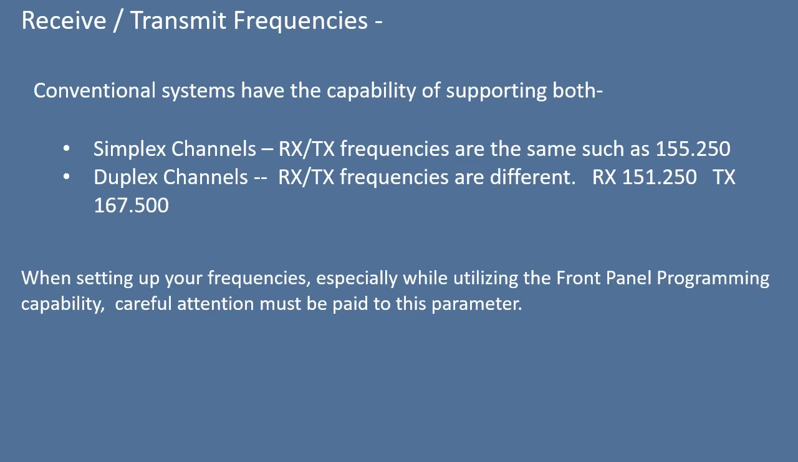A duplex channel, a little different. Duplex channel, we have a receive frequency and a transmit frequency that is different. I'm receiving on 151.250. I'm transmitting on 167.5. We're going to be dealing with that and answering those questions in just a minute. So again, be careful when we're entering our channel information and our frequency information. All we need to do is transpose two numbers and we have turned a simplex frequency into a duplex frequency. It's not going to work. Very simple to do and one of the most common errors we see.